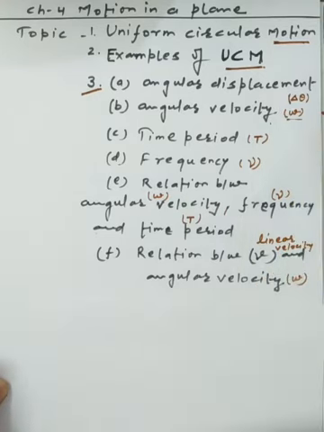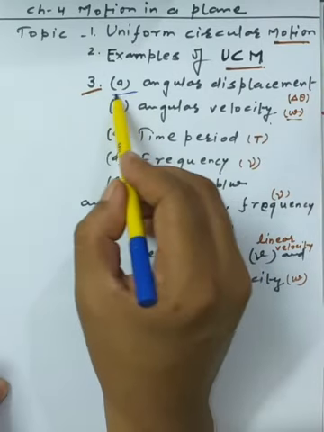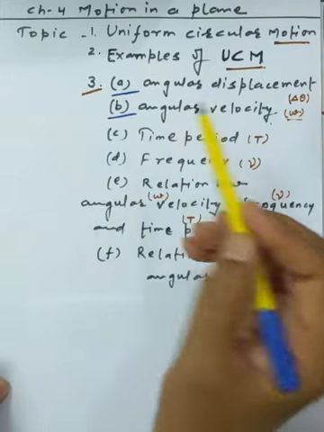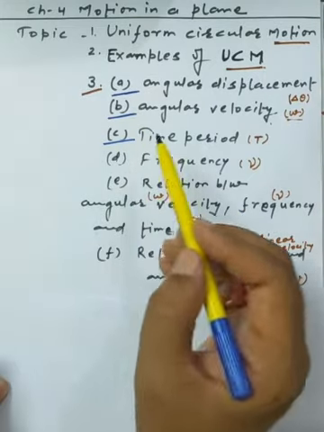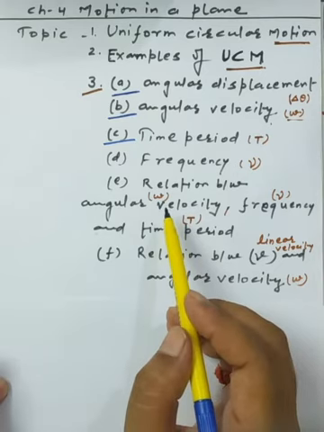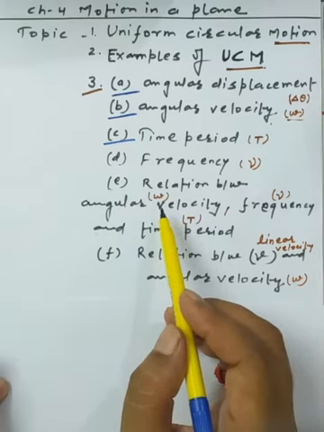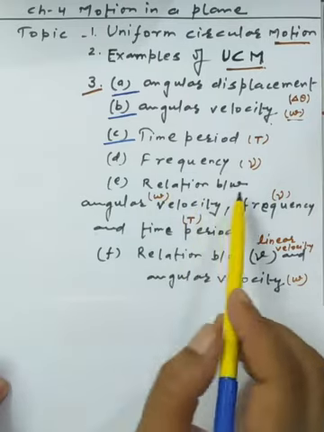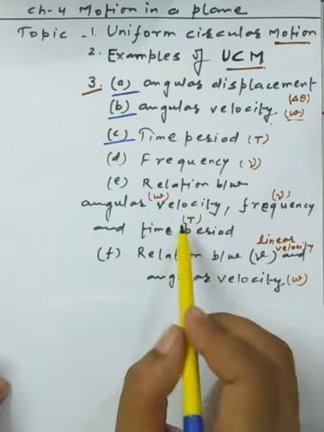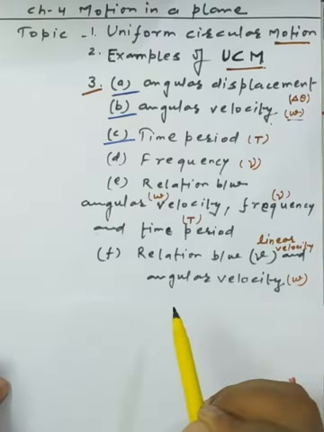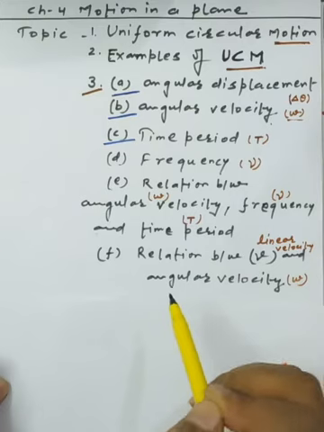So first we want to discuss angular displacement, what the actual meaning of angular displacement is. Second, what do you mean by angular velocity? Now, what is the basic meaning of time period, that means for a particle moving on a circular path in two dimensions. Now, frequency: what is the basic relation between angular velocity, frequency and time period? And what is the basic relation between linear velocity and angular velocity?